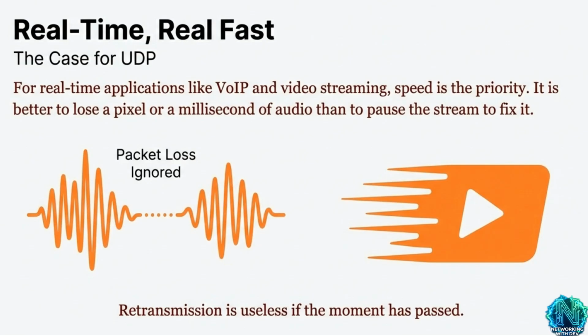While TCP ensures every single bit is perfect, there are times when speed is the only thing that matters. In real-time applications like VoIP calls and video streaming, speed is the absolute priority. As the slide illustrates, it is actually better to lose a single pixel or a millisecond of audio than to pause the entire stream to fix it.